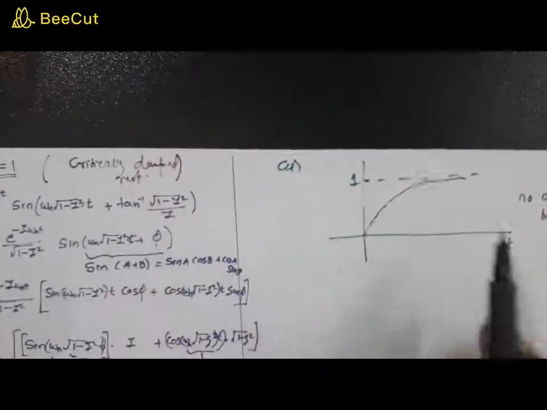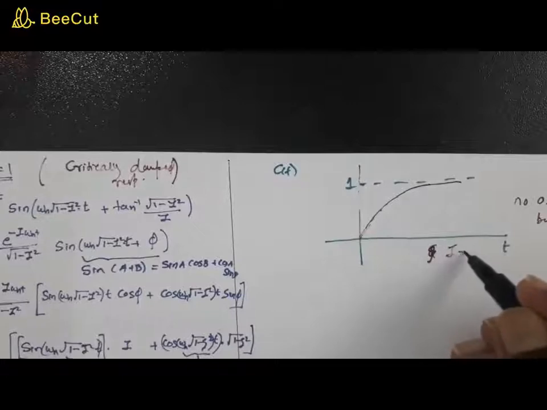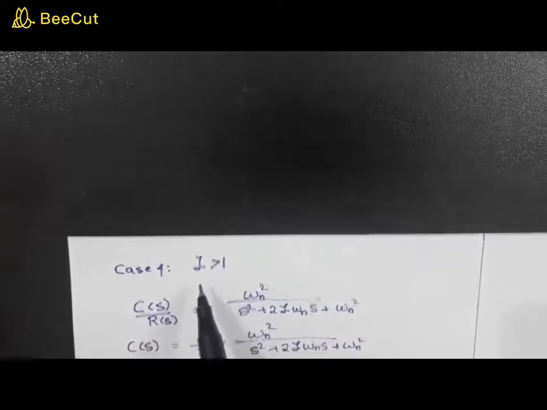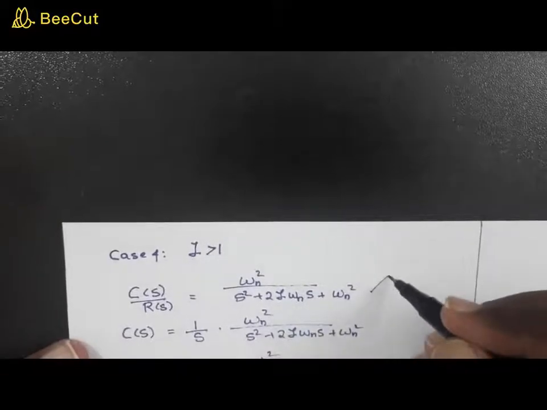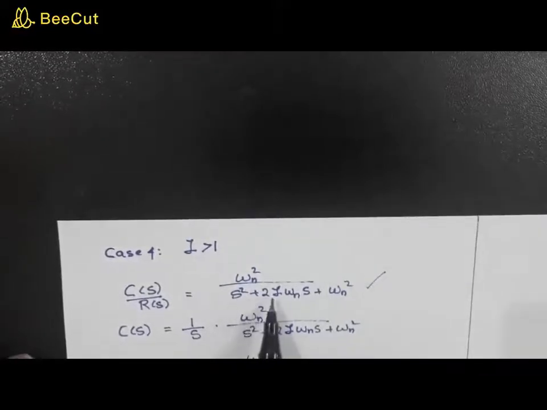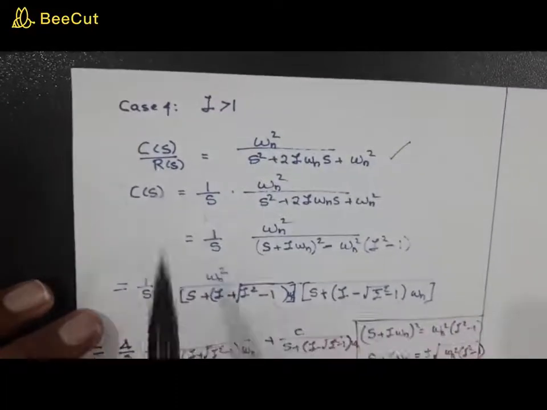So critically damped response is the case where theta equals 1, right? Now next is case 4, where we consider theta greater than 1. In this case we will be starting from the basic equation which we have already seen in the previous video, that is omega n square divided by s square plus 2 theta omega n s plus omega n square.